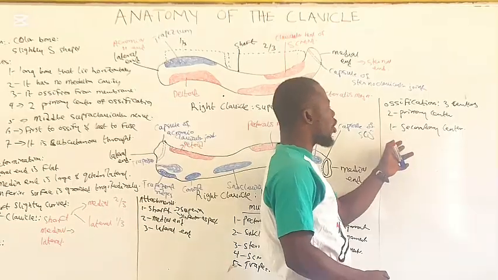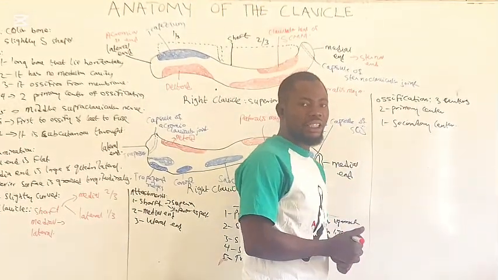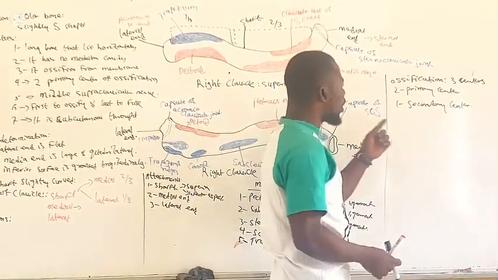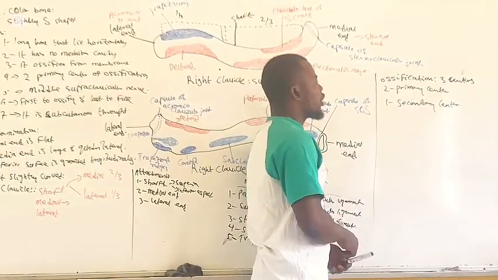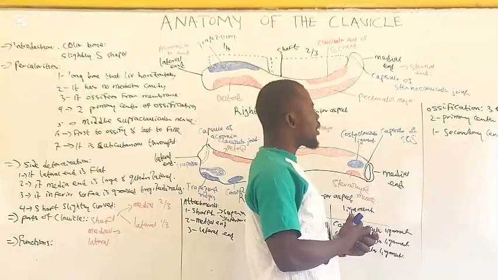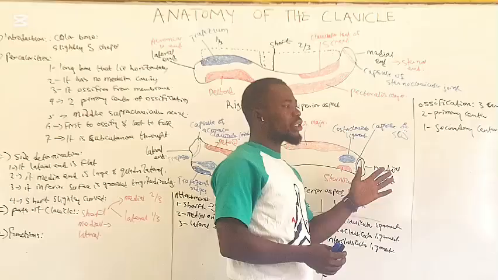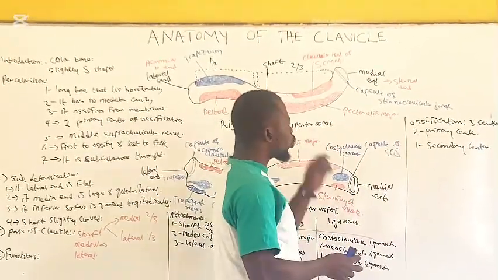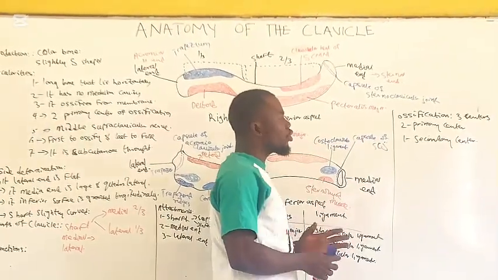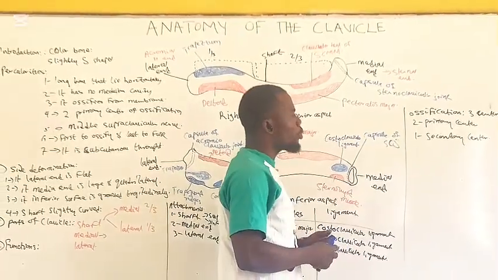And the secondary center on the medial end appears at about 15 to 17 years and fuses at about 21 to 22 years. Occasionally, there might be a secondary center for the acromial end. The clavicle is the first bone to ossify in the body and the last bone to fuse. And it is ossified from membrane except its medial end. It has 2 primary ossification centers for the shaft and 1 secondary center for the medial end, and occasionally 1 secondary center for the acromial end.